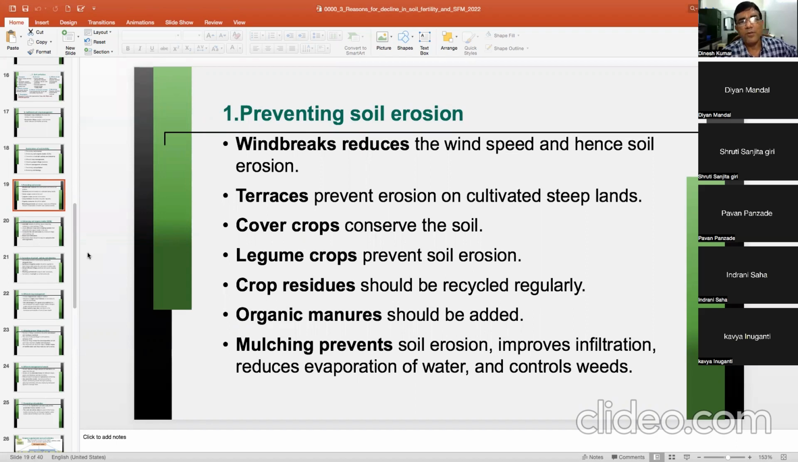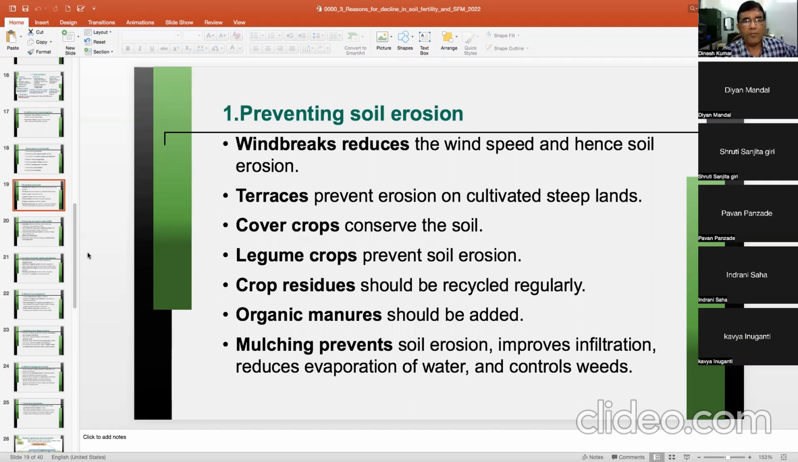And there are a number of water management practices that can be done in hill areas to prevent soil erosion. Terrace cropping or terrace cultivation can be done. Or there are many more approaches. Integrated watershed management can result in reduced soil erosion. There are also a number of agroforestry or forestry measures, which can help in reducing erosion. Likewise, windbreaks, terraces, cover crops, legume crop residues, organic manures can be used.